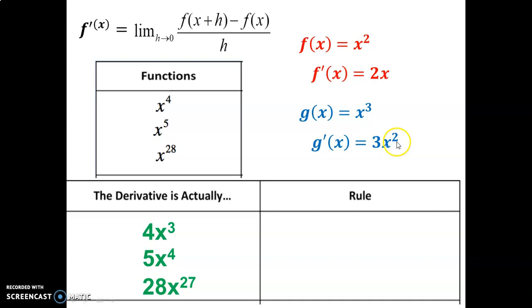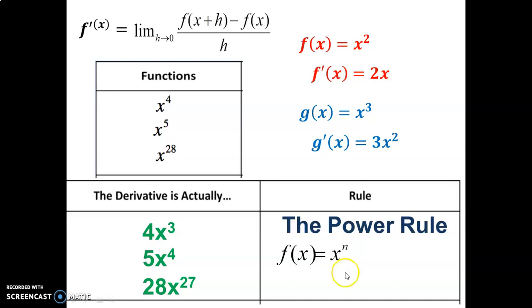It becomes a 2. So over here, 4 goes in front and this becomes a 3. Over here, 5 goes in front, this becomes a 4. And over here, 28 goes in front, and this reduces to 27. That is called the power rule. It is the most basic rule of derivatives, but we will use it all the time. So if you have a function that looks like this, the derivative is this. Please take a moment to pause and write this down.